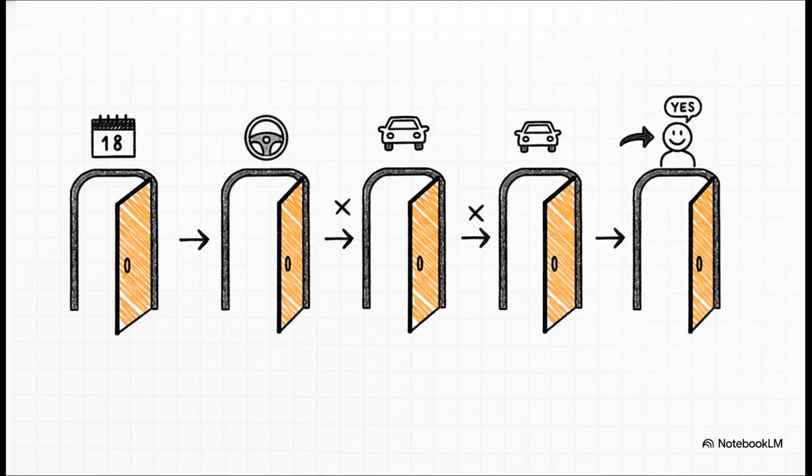But what if that first door, being 18, is locked? Well, the program doesn't even bother walking down the hallway to check the driver's license door. It just turns around and walks away. It's a strictly dependent chain of decisions. You absolutely must pass that outer check before the inner check even matters to the computer.